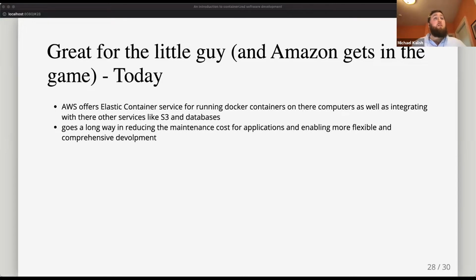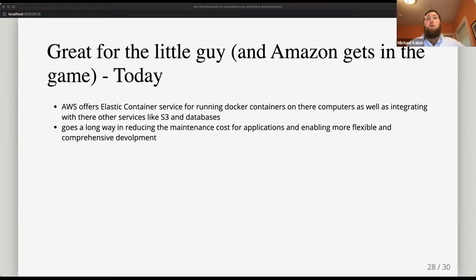Because of the portability, if you don't want to work with Amazon anymore, there are other cloud providers that also provide the Docker engine and the ability to launch your own containers. So it allows you to get the best bang for your buck and increases the portability. And that's sort of where we are today.